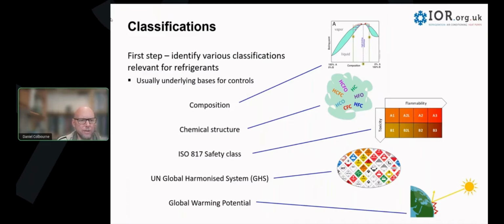There's the safety class, which you're familiar with, relating to flammability and toxicity. I'll discuss that a bit later. There's the UN Global Harmonized System, or GHS, and that deals, in a similar way, with safety classes. This actually has more of a legal basis, or is integrated more into legal requirements and legislation than the ISO safety class. And then there's the global warming potential, which is obviously one of the factors that dictates what we're doing with refrigerants today.